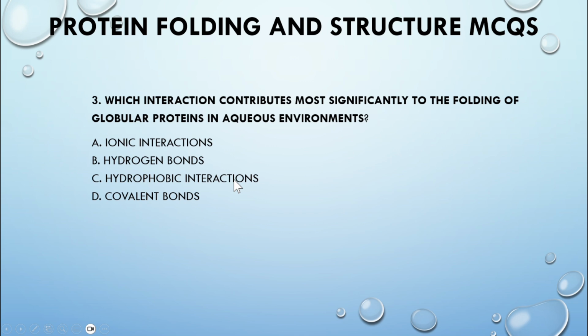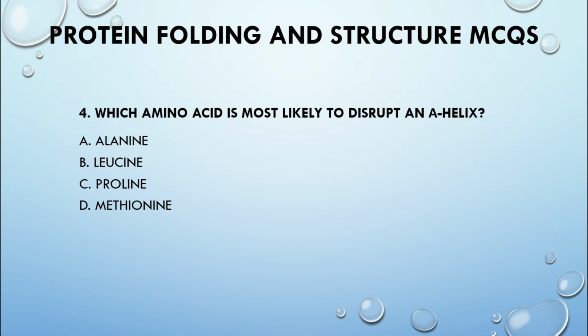Hydrophobic interactions. Now let me explain. Hydrophobic amino acid side chains tend to cluster in the protein interior. What they do is that they minimize contact with water and drive protein folding. Are we together now? Good. So that's why option C is our correct option, hydrophobic interactions.